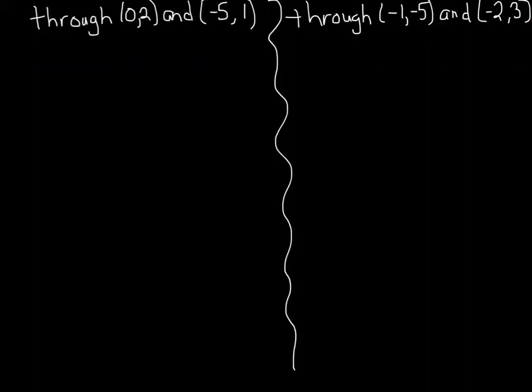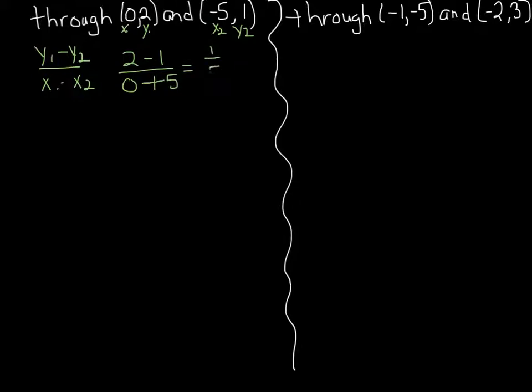Okay, again, let's start by finding the slope. y1 minus y2 over x1 minus x2. So your y's are 2 minus 1, and your x's 0 minus negative 5, which becomes plus. That becomes 1 over 5. Now you have your slope. Pick one of your points. I'm going to use the first one, but it doesn't matter which one you use.